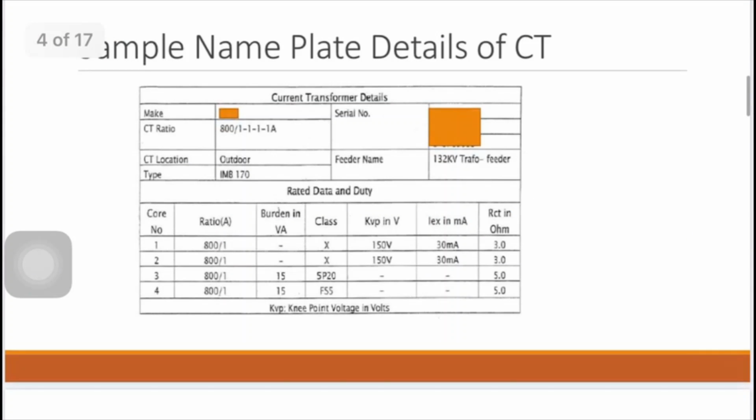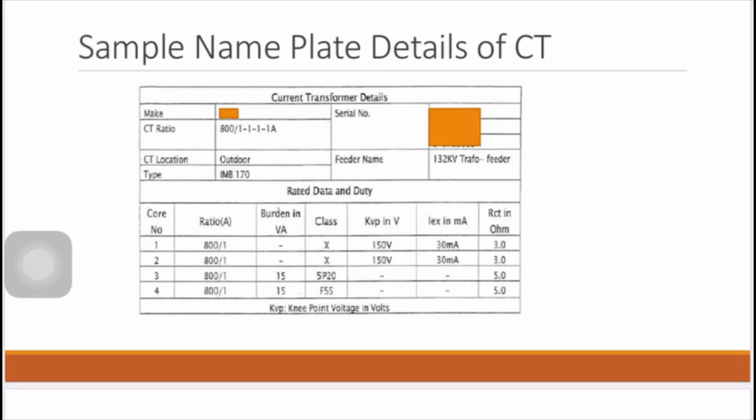Here I have taken a sample of one CT nameplate detail. If you consider any CT, these are the specifications required. This is taken from one of the test certificates. The CT is a 132 kV voltage level CT used for a transformer feeder, and here you can see the ratio is 800/1/1/1/1. The primary is 800 ampere, the secondary has 4 cores, each core is 1 ampere.